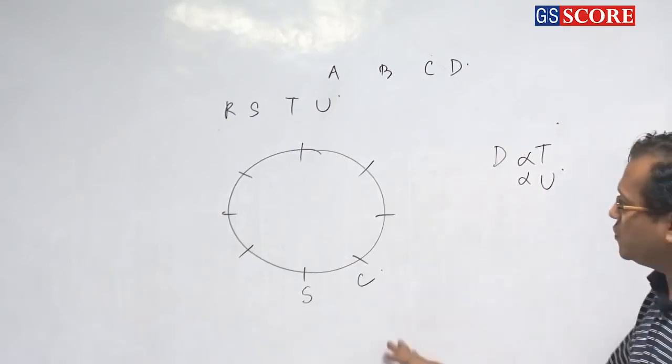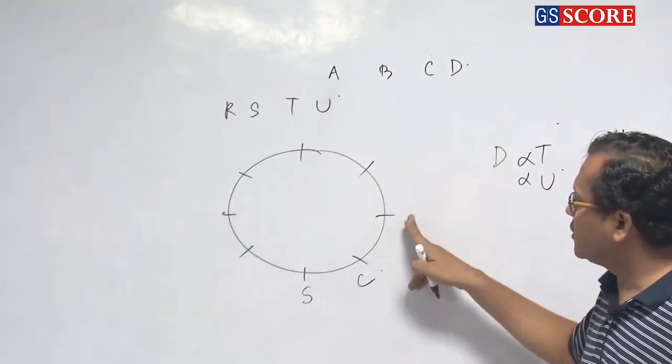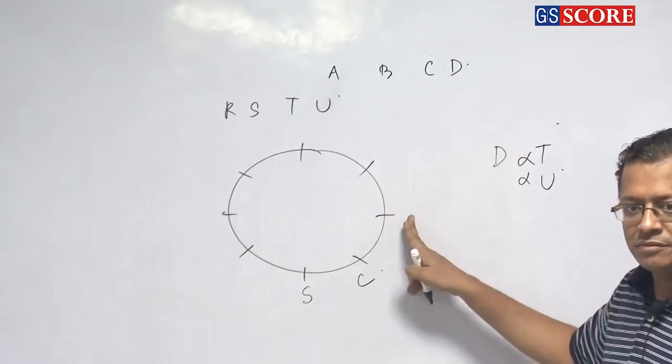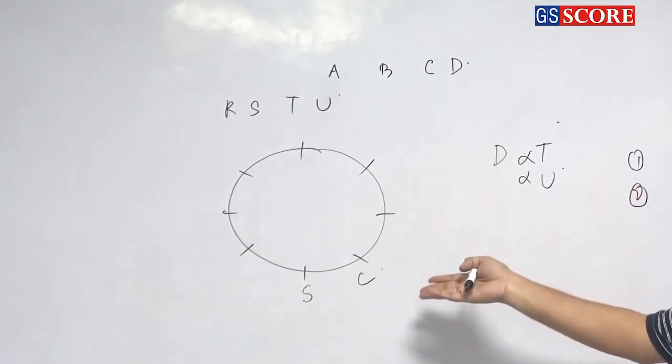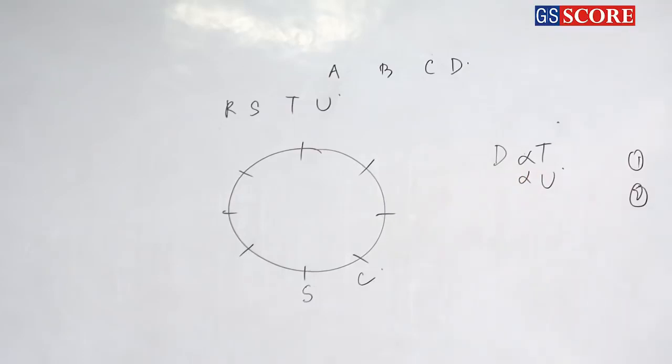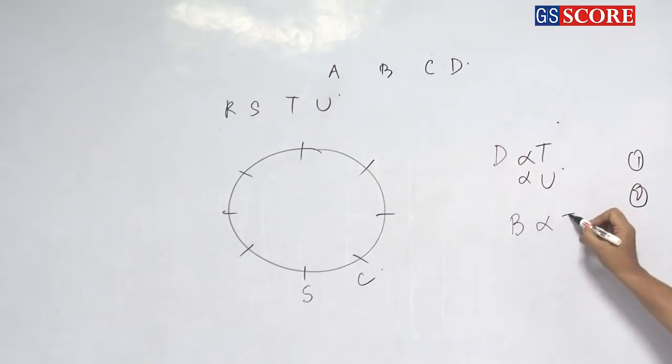T was facing U. Okay. So either T or U will be here, or T or U will be here. Clear? Right? Okay. So we do not know this, so we leave it as it is. B was not married to T. So B was not married to T.